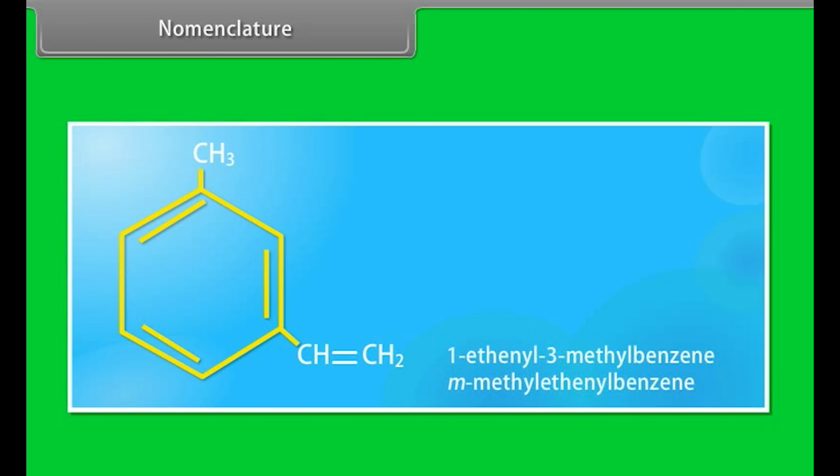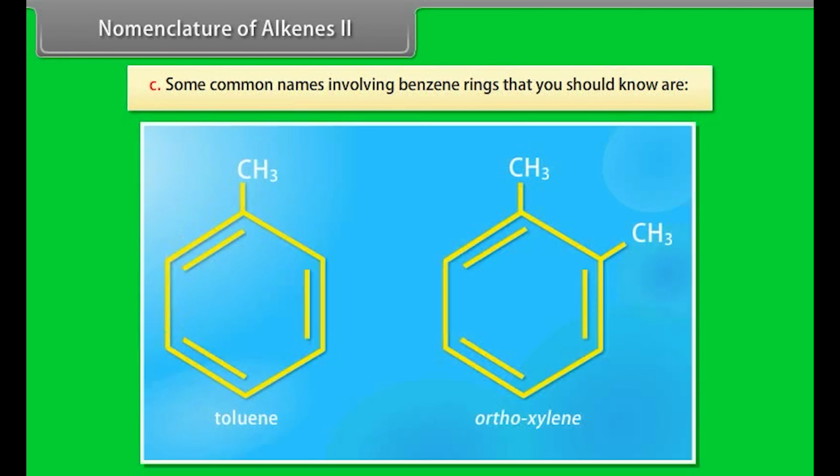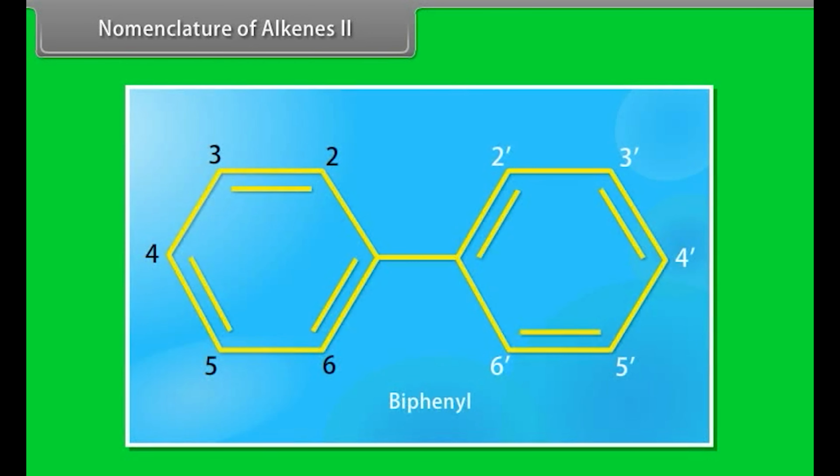It is 1-ethyl-3-methylbenzene, m-methylethylbenzene. Nomenclature of arenes 2. C. Some common names involving benzene rings that you should know are toluene and orthoxylene. Biphenyl. Notice the numbering convention for this compound.